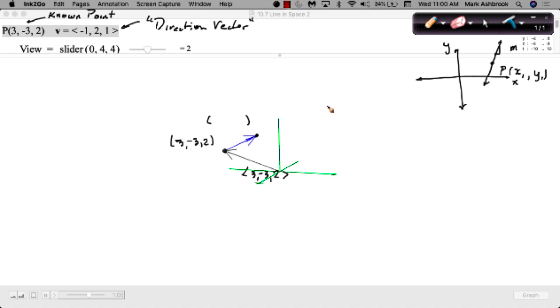2, negative 1, 3. Agree with that? How'd you get that? That came from starting at my known point and then just adding the direction vector components to generate that new point.